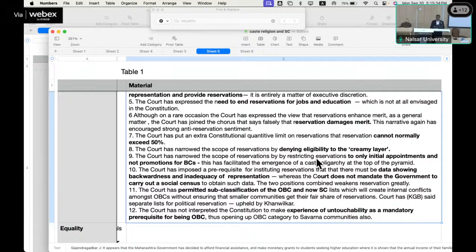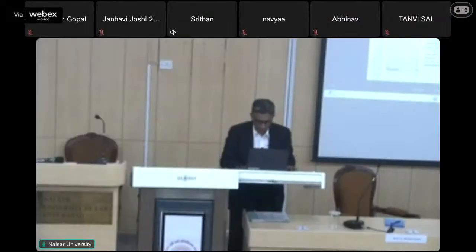But it should not be interpreted as Dr. Ambedkar saying that you should give reservation to the overrepresented, or this 50% should be used to continue oligarchy or overrepresentation. Oligarchy is Dr. Ambedkar's word, not my word.